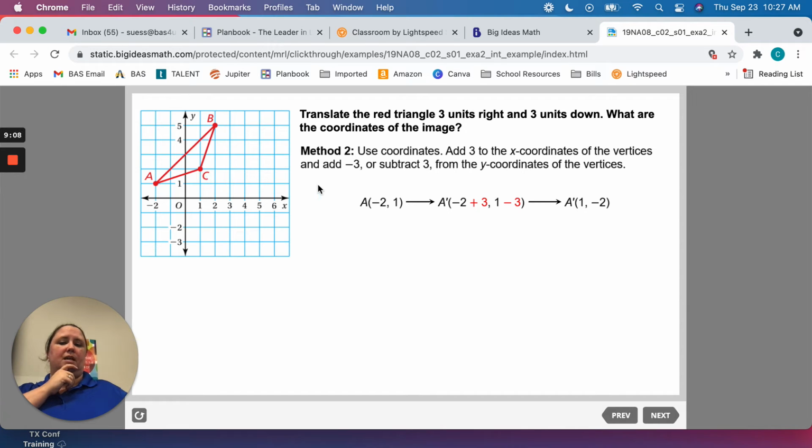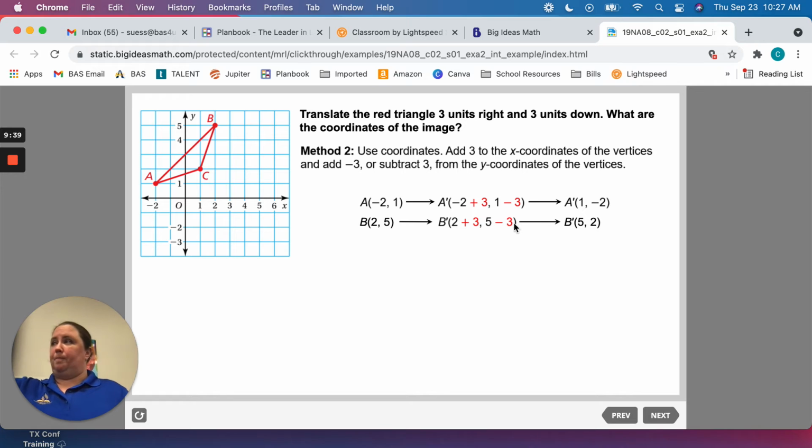So let's look at B. B is at 2, 5. So again, we're going to take the 2 and add 3 because we went to the right 3. And we're going to take the 5 and subtract 3 because we went down. So our new point, what's 3 plus 2? 5. So my new x value is 5. And my new y value is 5 minus 3? 2. So here's my next point on the graph at 5, 2. Starting to click?